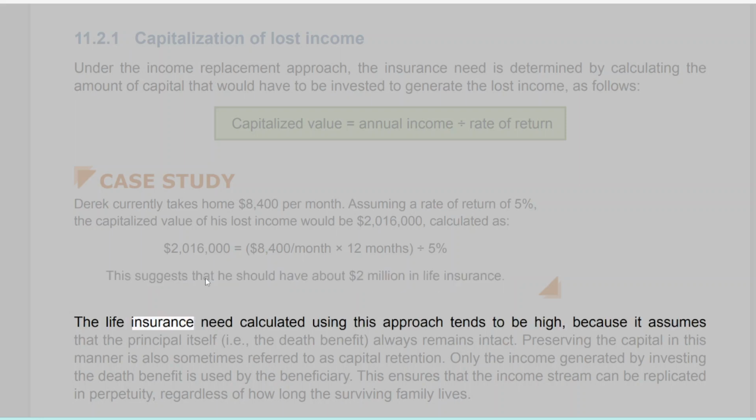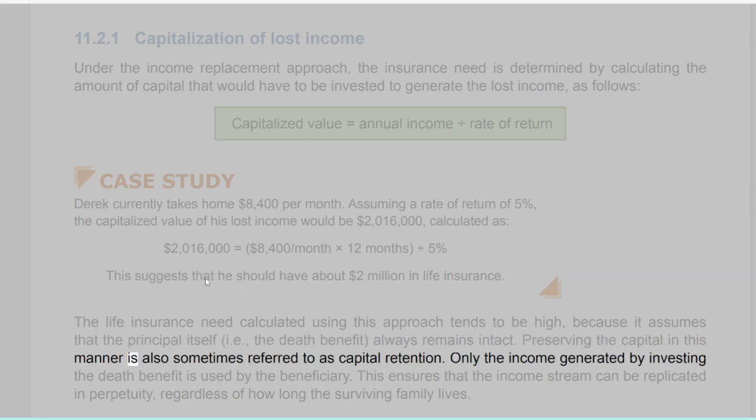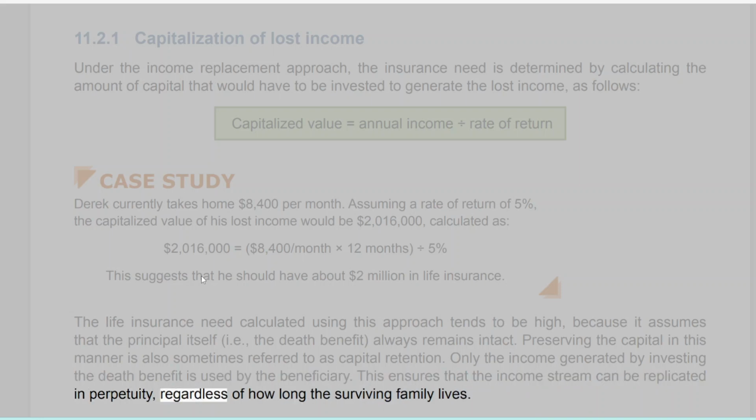The life insurance need calculated using this approach tends to be high, because it assumes that the principal itself, i.e., the death benefit, always remains intact. Preserving the capital in this manner is also sometimes referred to as capital retention. Only the income generated by investing the death benefit is used by the beneficiary. This ensures that the income stream can be replicated in perpetuity, regardless of how long the surviving family lives.